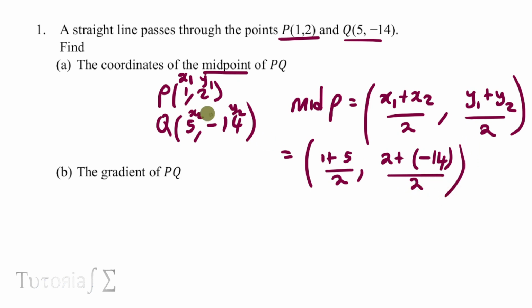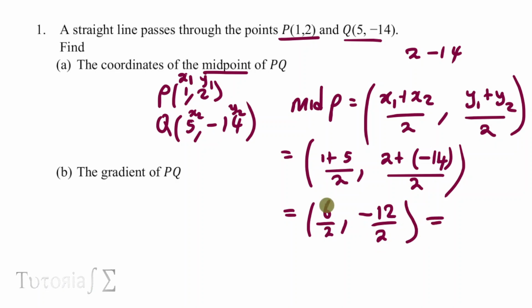So midpoint is just the average. Even here you can do it fast: this plus this divided by 2, this plus this divided by 2. So the midpoint will be 1 plus 5, that gives us 6, divided by 2, comma, 2 plus negative 14. Here you need to break the brackets: positive times negative gives negative, so it's the same thing as 2 minus 14, which gives you negative 12, divided by 2. Then you can simplify: 6 over 2 is 3, comma, negative 12 divided by 2 gives negative 6.